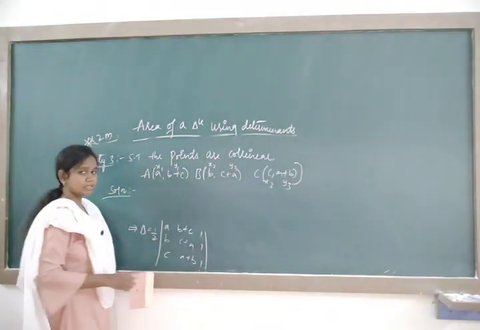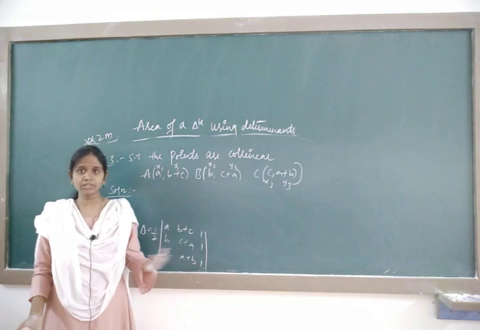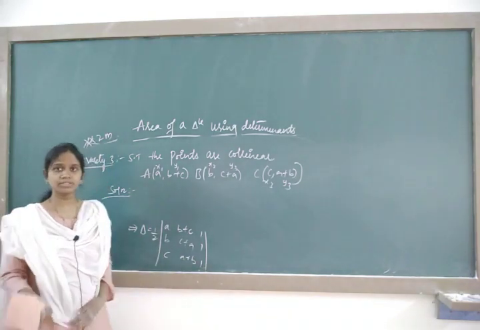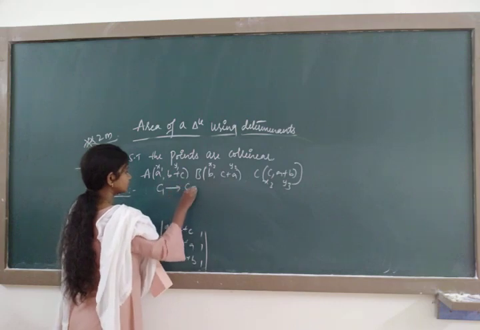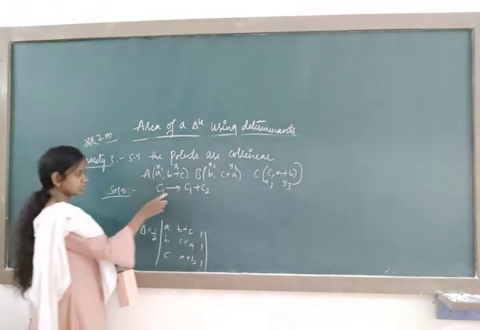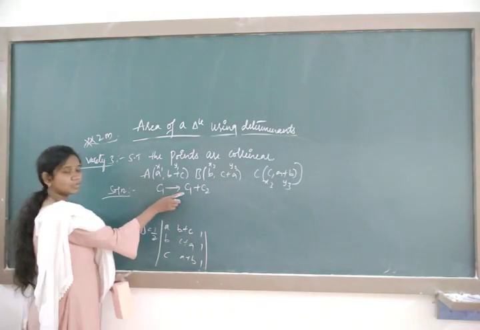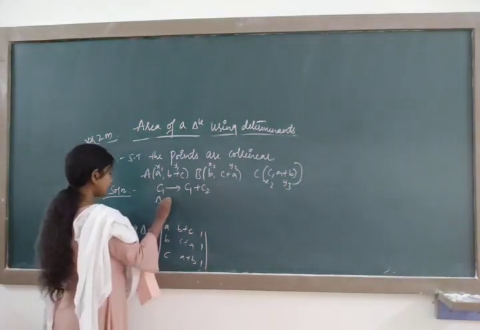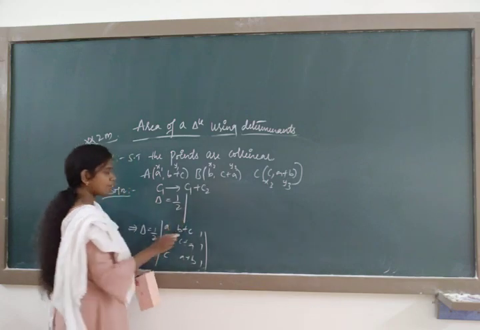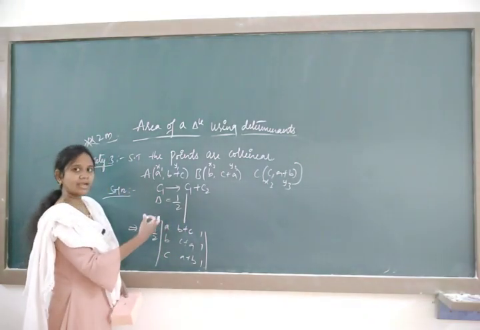I will take a transformation, or else you can expand also, plus minus plus. Okay, choice is yours, but I will prefer the transformation. C1 changes as C1 plus C2. Whatever you are changing, the same thing you are going to write. That is C1. Delta is half. What I am telling? For the C1, attach C2.